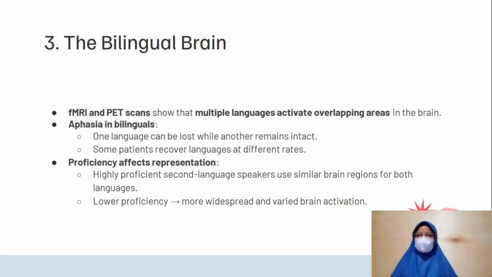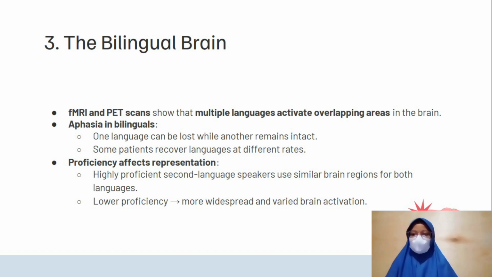Okay, next, the bilingual brain. This PPT has 3 points. The first one, fMRI and PET scan. Number 2, aphasia in bilinguals. Number 3, proficiency affects representation. Okay, I will explain one by one.